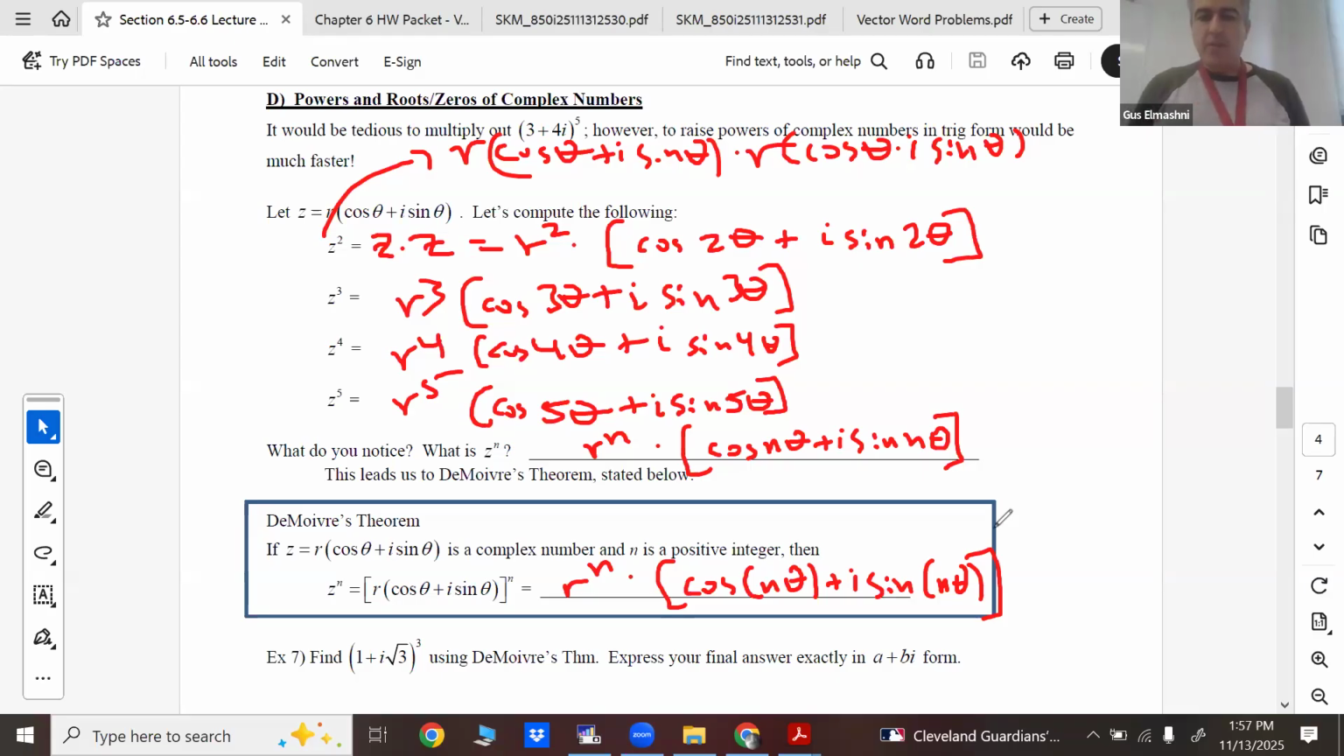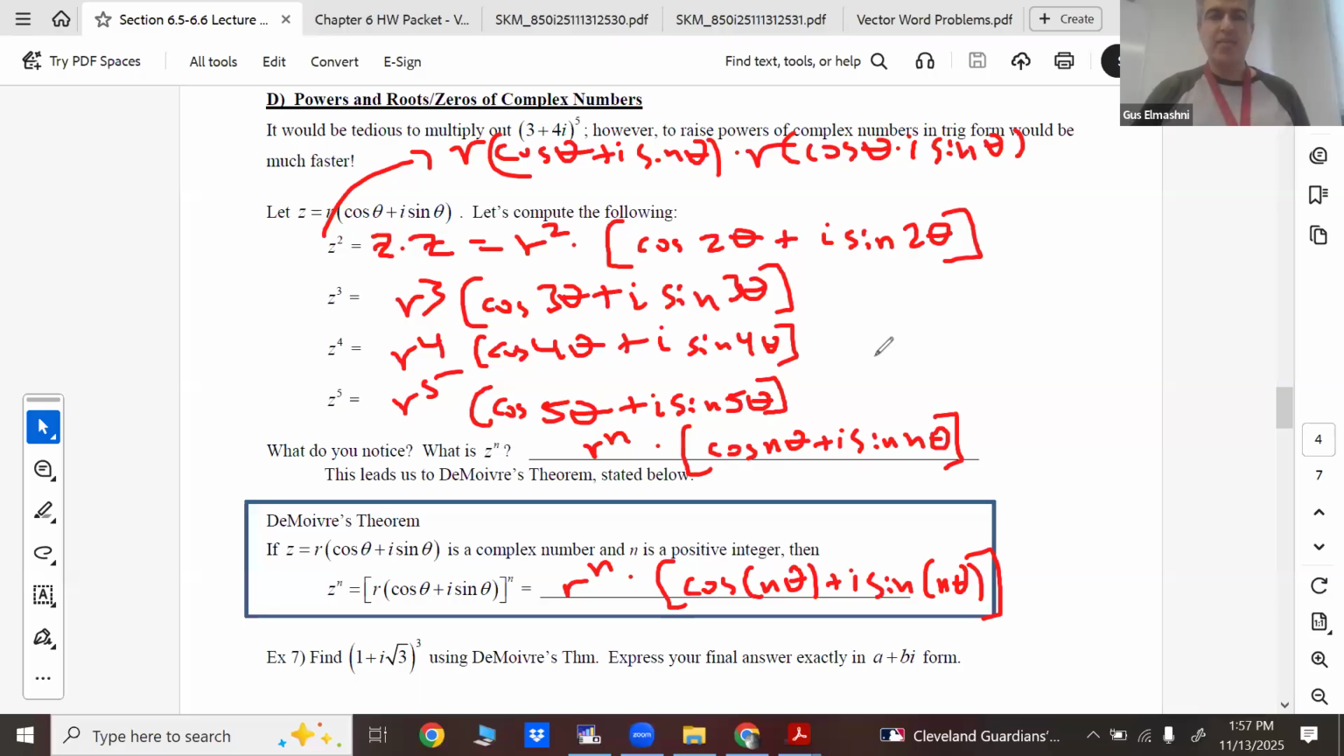So if I ask you to raise 1 plus i root 3 to the 3rd power using De Moivre's theorem, I don't need to FOIL 1 plus i root 3 three times. That's crazy. Don't do that. Just use this formula. That's it. But before I do that, let me make sure everyone's got this. Everyone's okay? We're good. Okay.